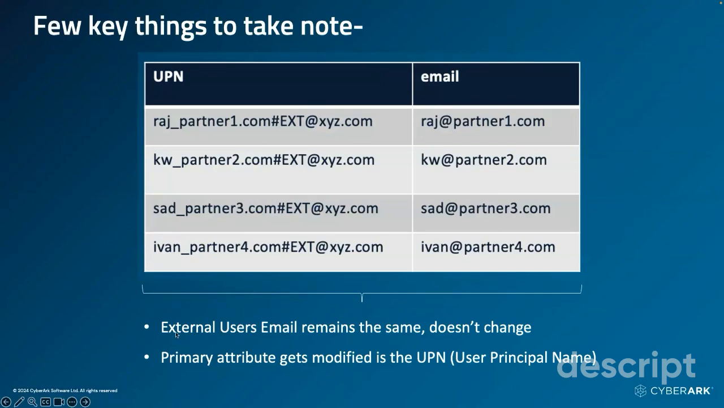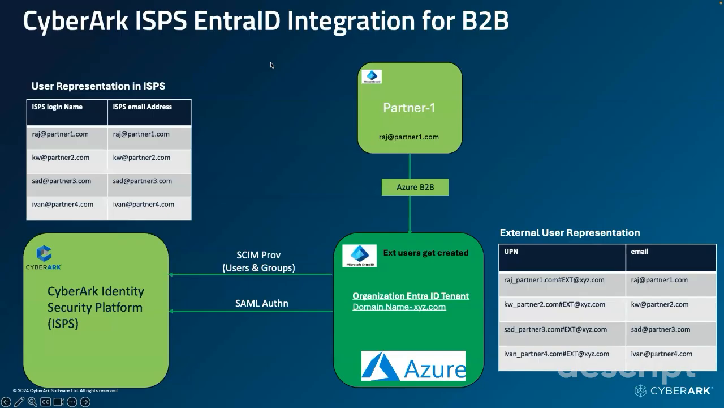Here, your external user's email remains the same. It doesn't change. The primary attribute on the Entra ID side is called UPN, or the user principal name. It does get modified. So now, in terms of the CyberArk identity security platform integration with Entra ID, especially for B2B, these are a few considerations.